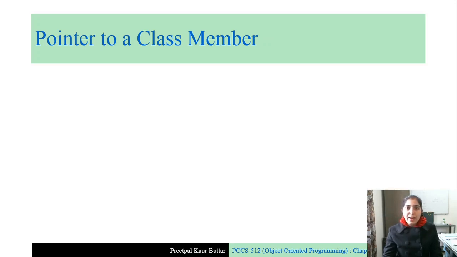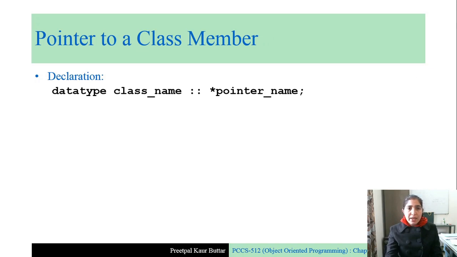Just as we can have a pointer to a normal variable, we can also have a pointer to a class member. So how do we create a pointer to a class member? The syntax for declaration is data type, then class name, scope resolution operator, and then pointer name. For example, suppose there is a class XYZ, and it has a data member A.